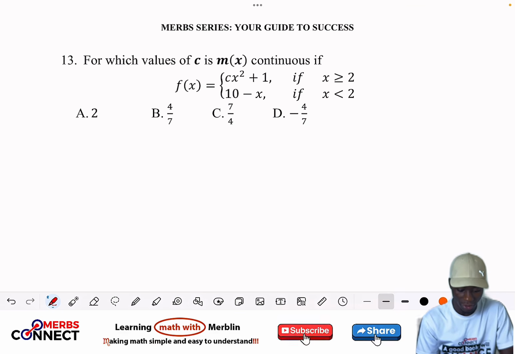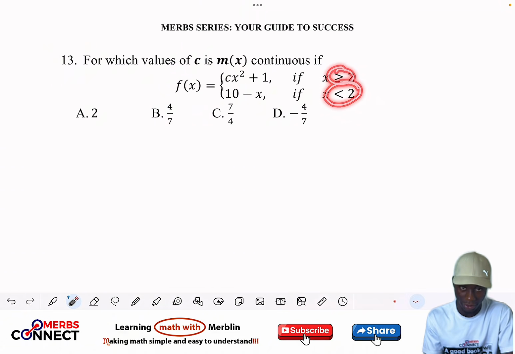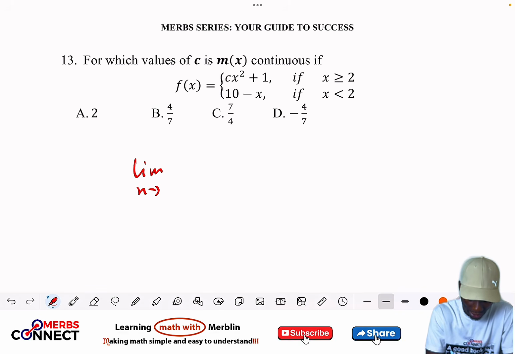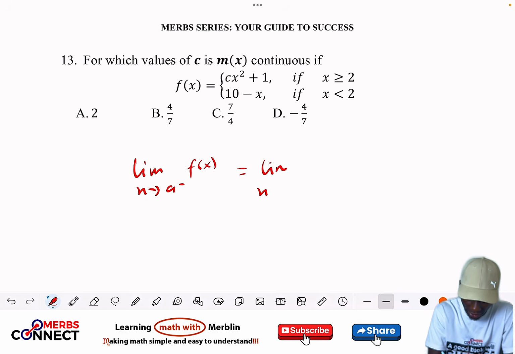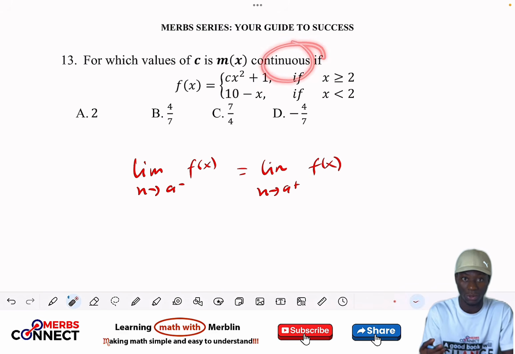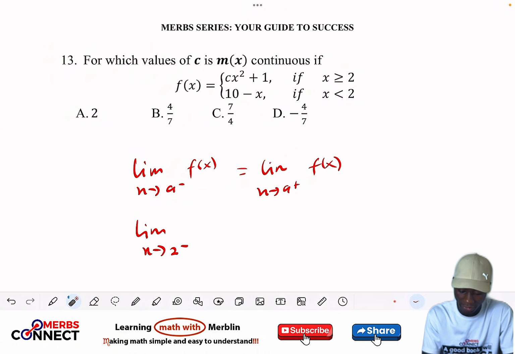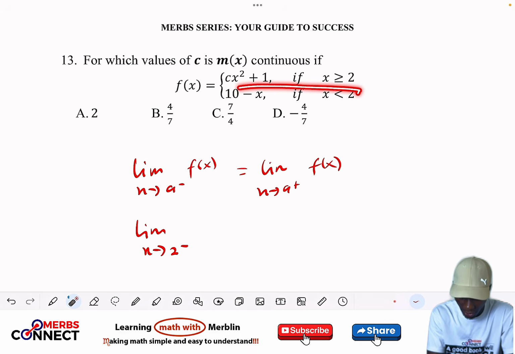For which values of c is this continuous? So for continuity, since this one is using less than and this one the other, we are going to use the left and the right. The limit as x approaches a of f(x) from the left should be the same as the limit as x approaches a from the right, because the question says it should be continuous. So from the left, x is approaching 2 from the left. You see, they swapped the equation. From the left is the one down here, the one which is less than 2.